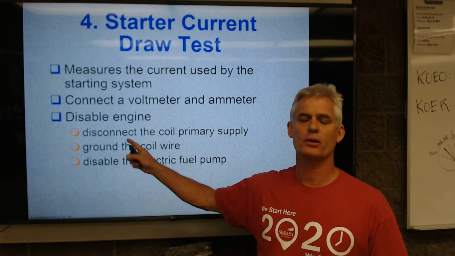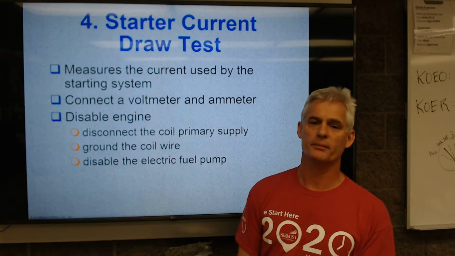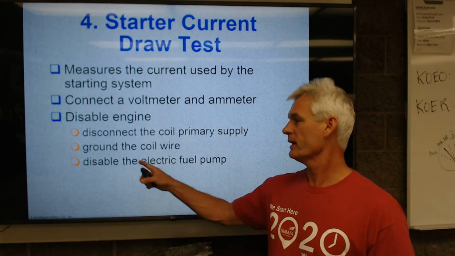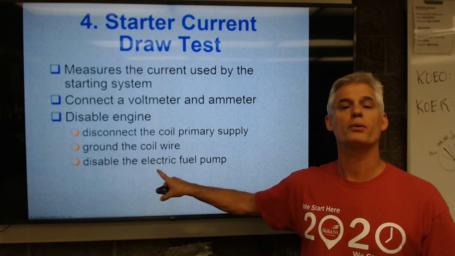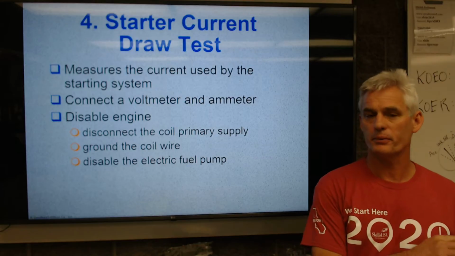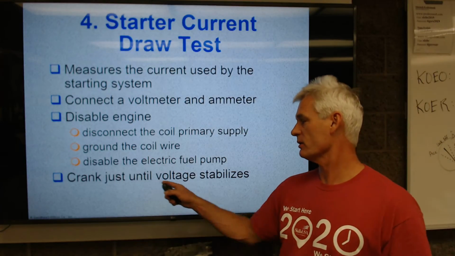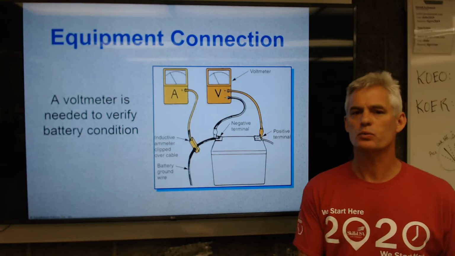We can disconnect the coil primary supply if it is easily accessible and it has one coil. If it's got 6 or 8 coils, we're not going to do that. If it's an old school car, we can ground the coil wire, but the best thing is to pull the electric fuel pump fuse. Then we're going to crank until the voltage stabilizes. And the question is, what do we expect to see?